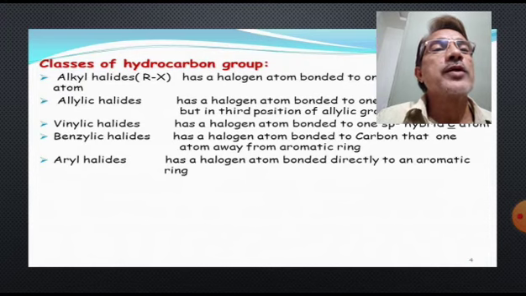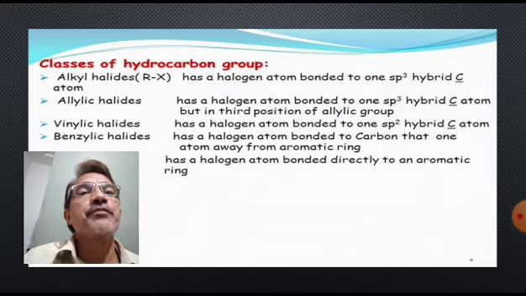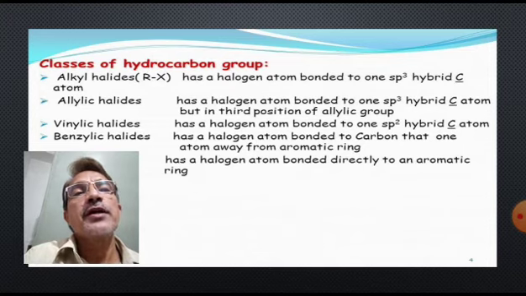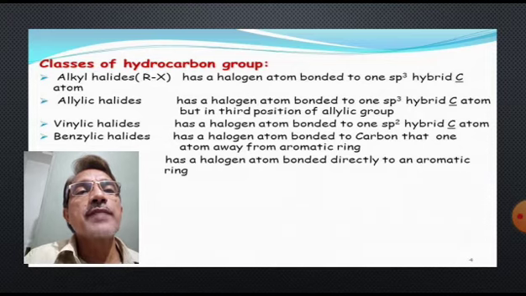Classes of hydrocarbon group. There are four types of halo organic compounds or organohalo compounds. They are alkyl halides, allylic halides, vinylic halides, and benzylic halides. These four types of compounds belong to organohalo compounds.